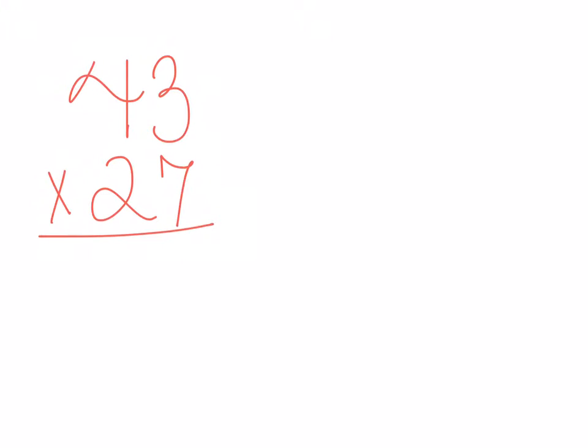Okay, let's take 43 and multiply it by 27. Okay, let's do our front end estimation. 43 is close to 40. 27 is close to 30.